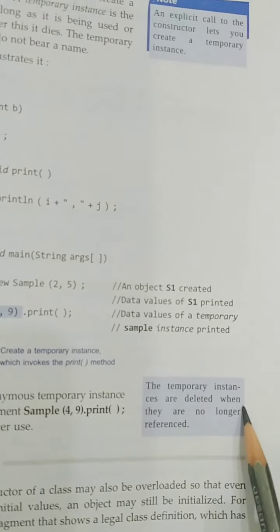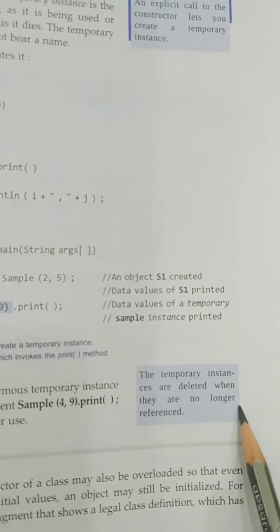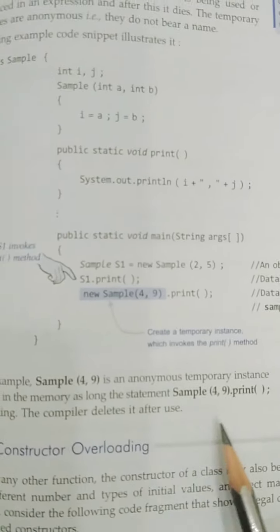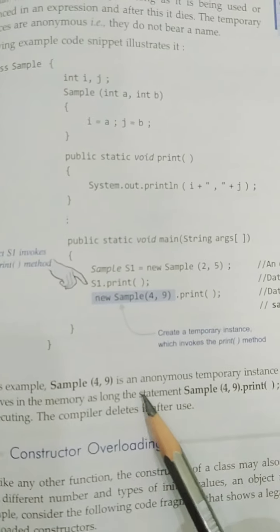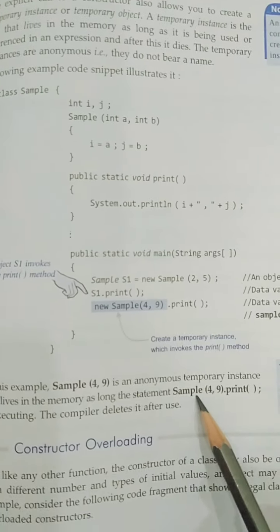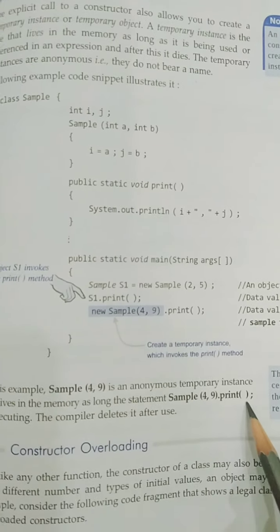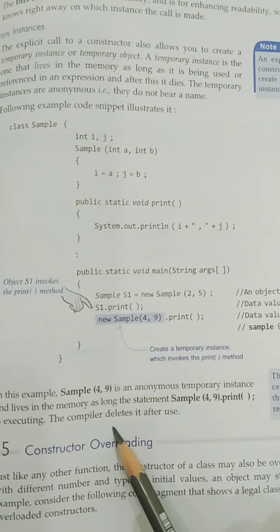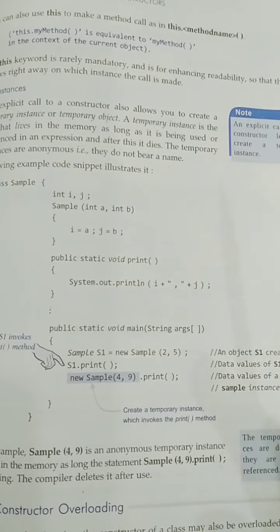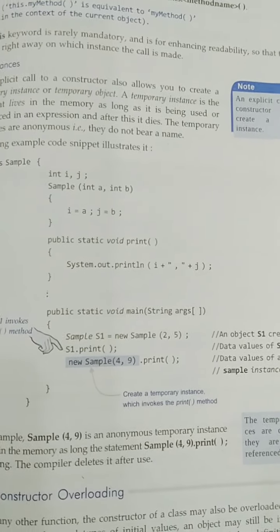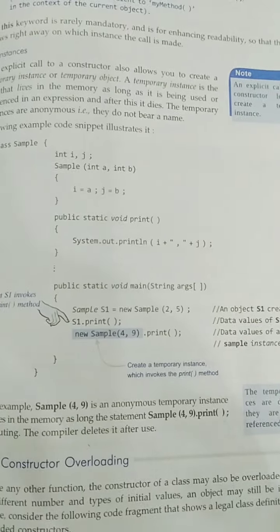The temporary instances are deleted when they are no longer referenced. See, here they have mentioned it's an anonymous temporary instance and lives in the memory as long as the statement sample49.printf is executing. After that, the compiler deletes it. This is a temporary instance just for a particular use. After that use, it will automatically get deleted.